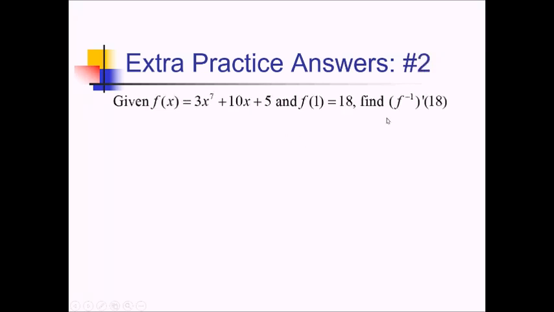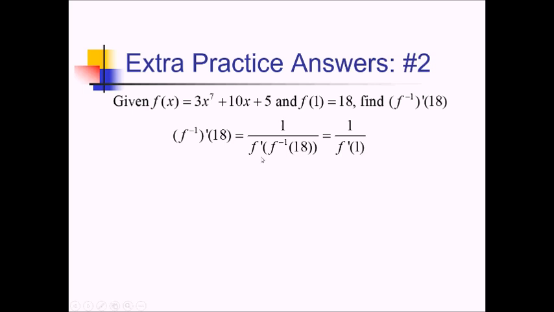To find the derivative of the inverse at 18 for this function and function value, I'm going to start by using my inverse formula. So f inverse prime of 18, that is going to be 1 over f prime of f inverse of 18. So f inverse of 18, that's just the thing I have to plug into f to get 18, which is 1. So this is really 1 over f prime of 1. And now I have to figure out what f prime of 1 is.